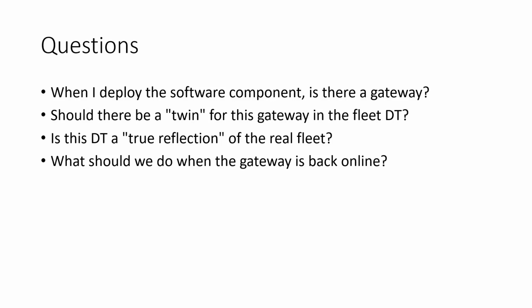But if you always keep a placeholder for an offline gateway, there will be other problems and confusions, since you may sometimes be doing things on something that doesn't really exist. And the follow-up question is: in this scenario, if we have a model or a twin for a real device that is not actually in the fleet, can we say that the whole digital twin is a true reflection of the real fleet?